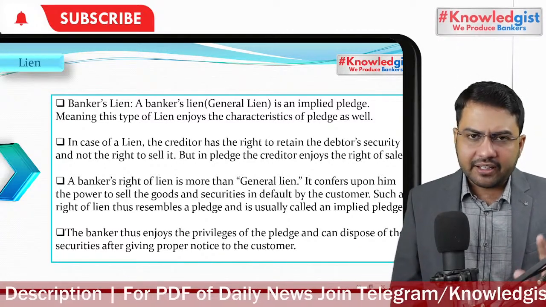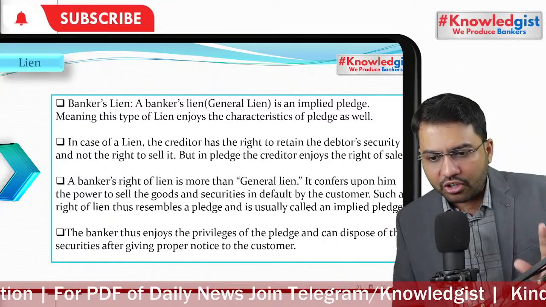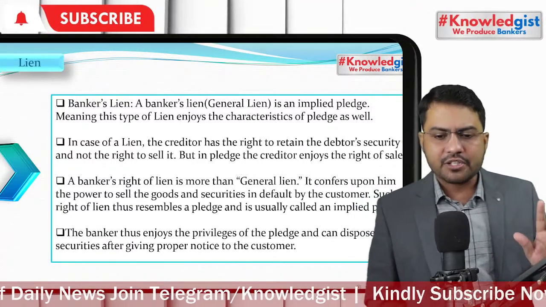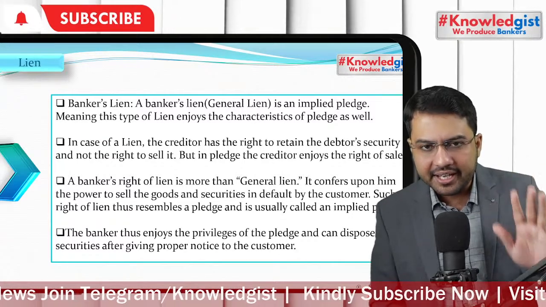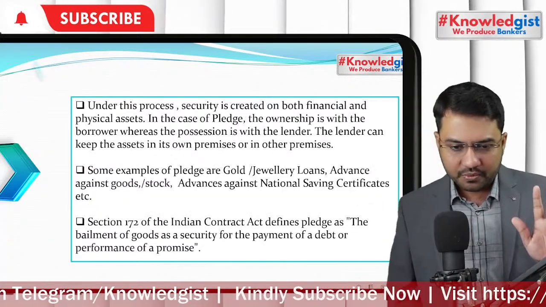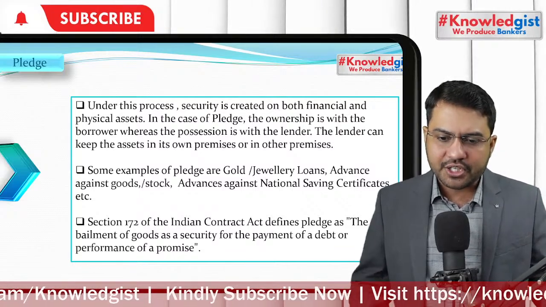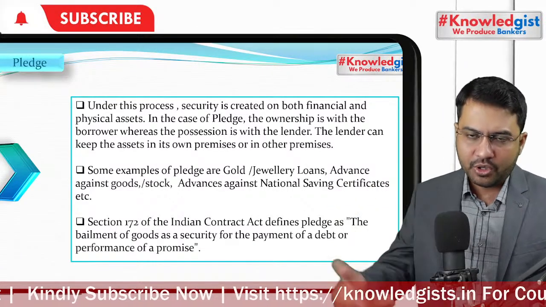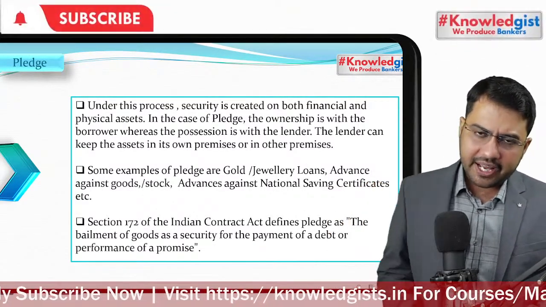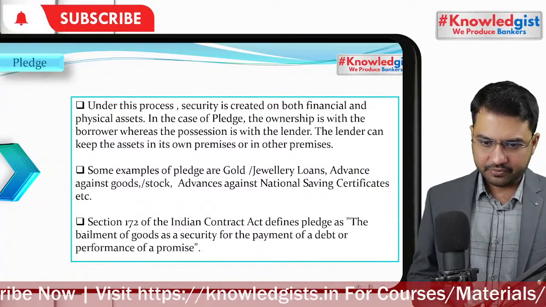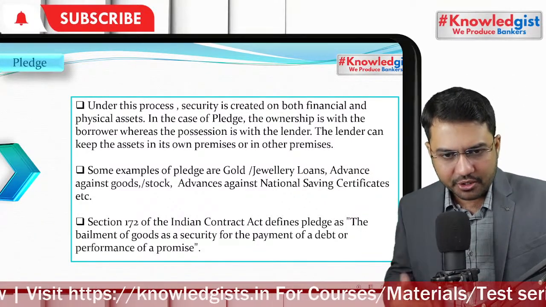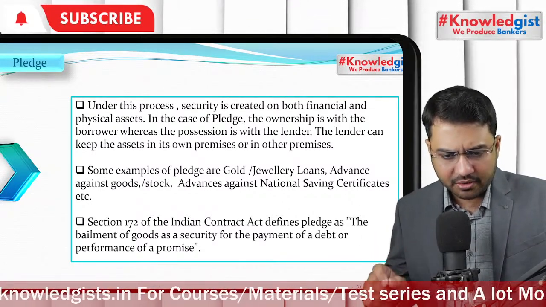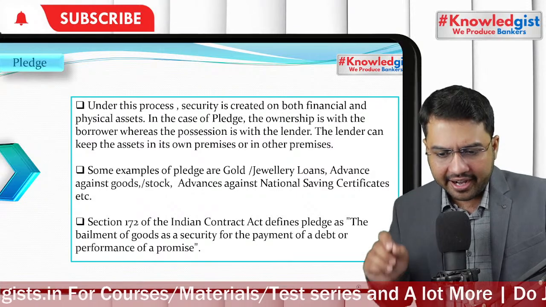Then banker's lien is a general lien, and it is also called implied pledge because it enjoys all the characteristics of pledge. In pledge, you have the right to sell the goods that are pledged to you. Clear? Under pledge, security is created on both financial assets and physical assets. In a gold loan, you can give gold for pledge, and you can also pledge your fixed deposit receipts, etc. It is defined under Section 172 of the Indian Contract Act.